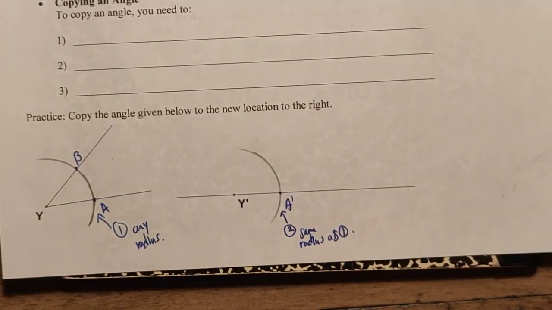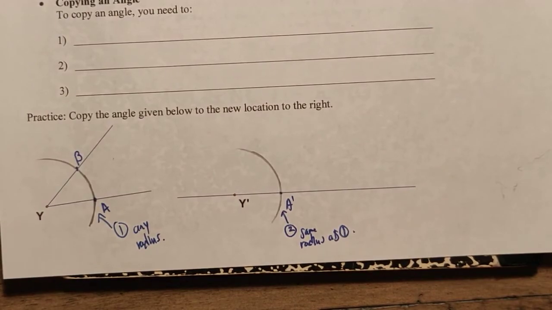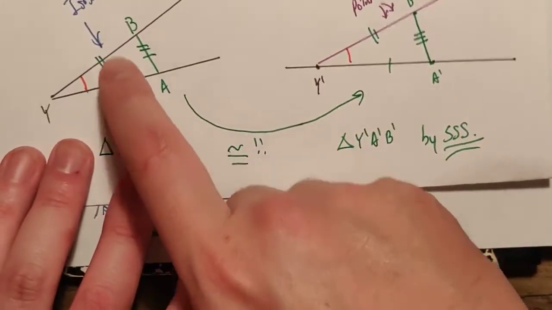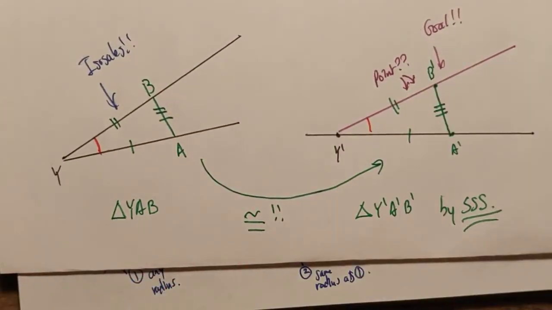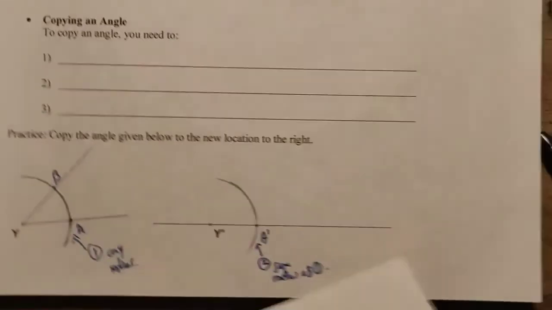But remember that we've already copied some segments, right? We copied YA and YB back to our picture. YA and YB have already been copied and moved to a new position. There's only one segment left to copy, and that's AB. So let's do that here.